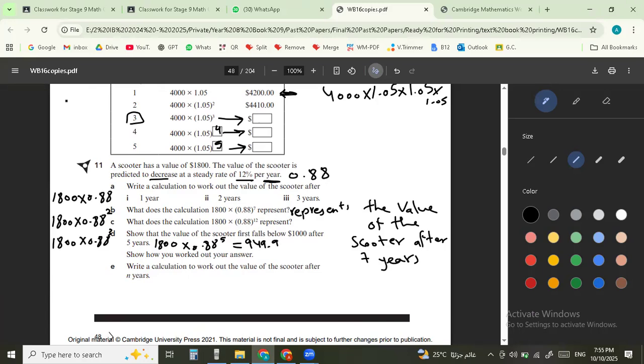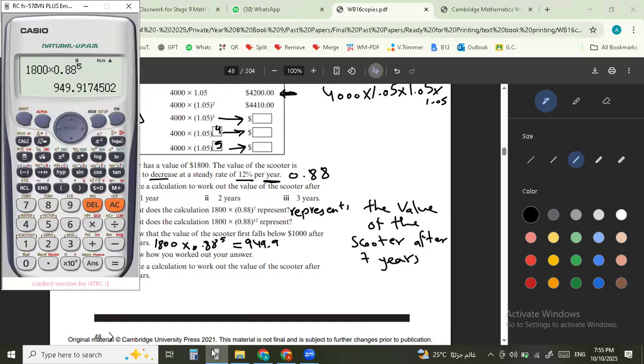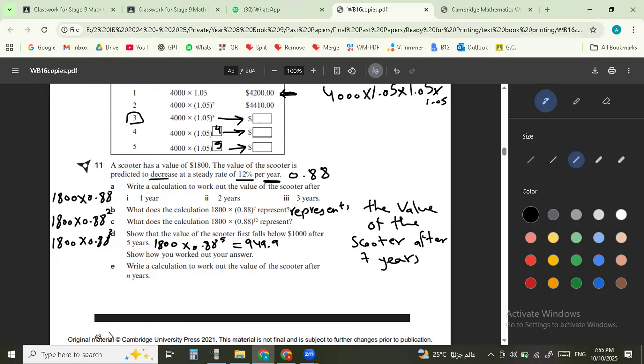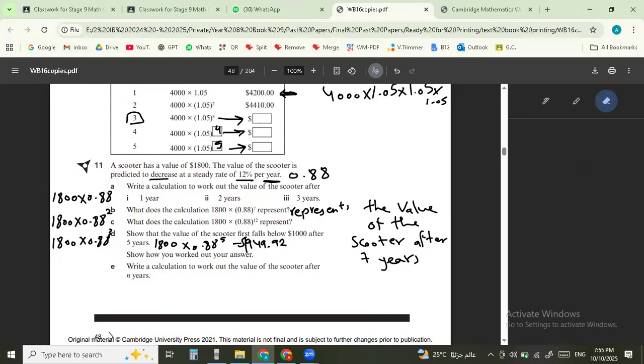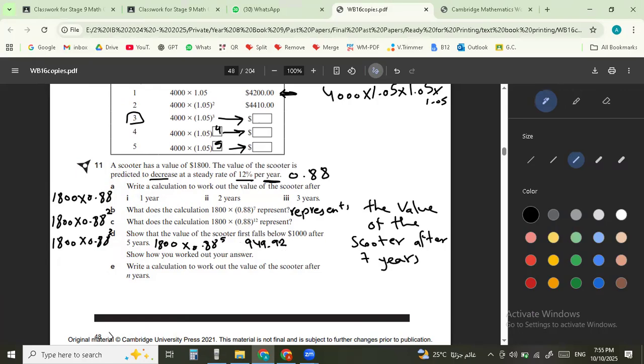So I'm going to write 949.9, and they did not request you to round your answer or anything, so you can do whatever you want. You can round it to one decimal place. Oh, but it is a price, so it must be two decimal places. Prices must be written in two decimal places. Yes, now I showed them that the price is going to fall under 1,000, which is actually going to be $949 approximately.